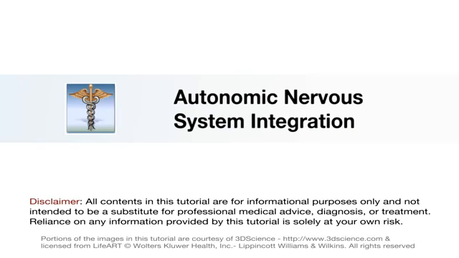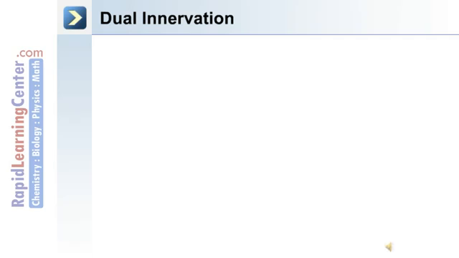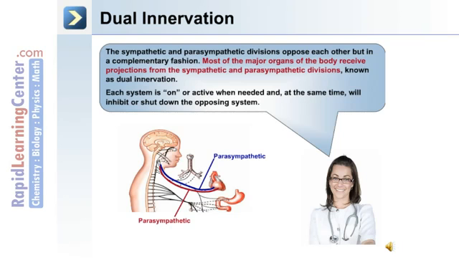Now move on to discuss the integration of the autonomic nervous system. The sympathetic and parasympathetic divisions oppose each other, but in a complementary fashion. And most of the major organs of the body receive projections from both the sympathetic and parasympathetic divisions. This is known as dual innervation.